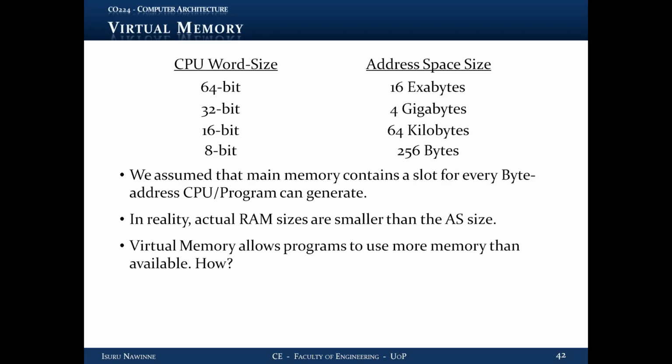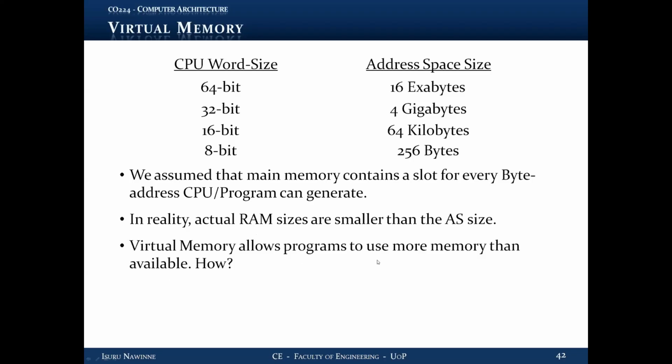So how is that handled? That is where virtual memory comes into the picture. Say in current CPUs we have a 64-bit word size. That means we generate 64-bit memory addresses, but in reality, memory has nowhere near that many slots available. So how do we use all those different addresses generated by the CPU? That is where virtual memory comes into the picture.